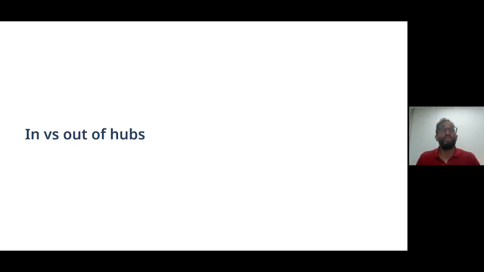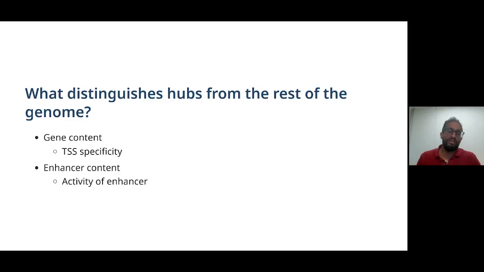Now, the sets of results that we present to you in order to evaluate the functionality of those hubs revolve around this notion of whether or not being inside a hub is in any way exceptional. And we estimate this using 2 facets of the content for the hubs we are able to detect. One focuses on gene content and especially the transcription start site specificity, and the other set of results focuses on the enhancer content, especially in terms of the activity of those enhancers.